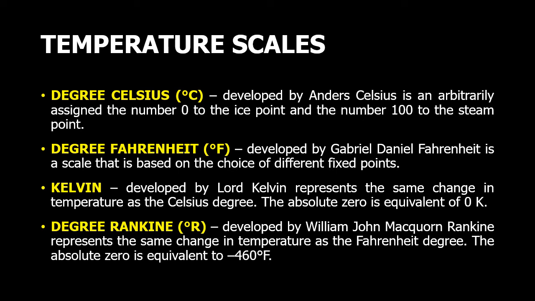And last is the degree Rankine. This scale was developed by William John Macquorn Rankine, and it represents the same change in temperature as the Fahrenheit degree. The absolute zero in this scale is equal to negative 460 degrees Fahrenheit. So we can think of the four scales in this way: Celsius is related to Kelvin in that their rate of change is the same, and Fahrenheit and Rankine likewise share the same rate of change. That is how we can connect these four scales.